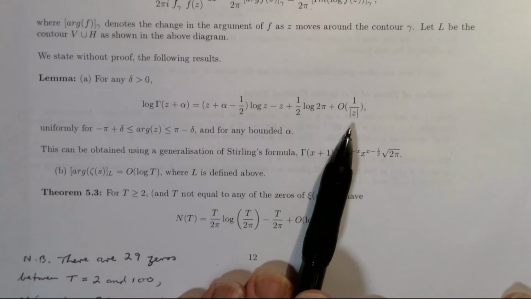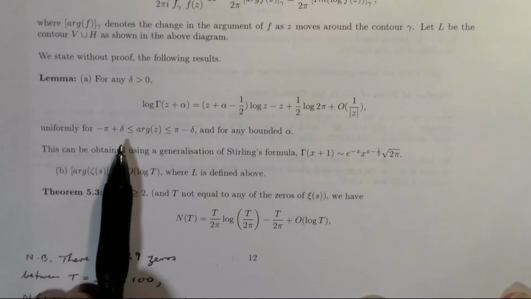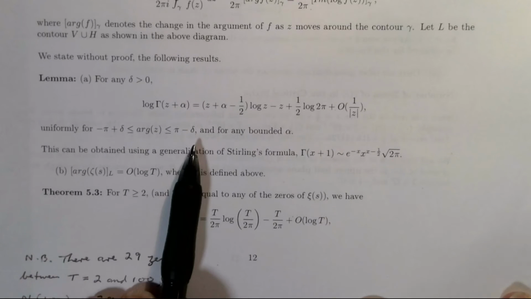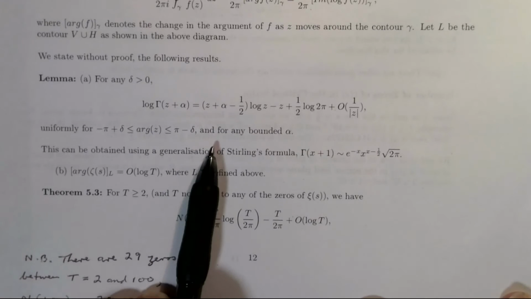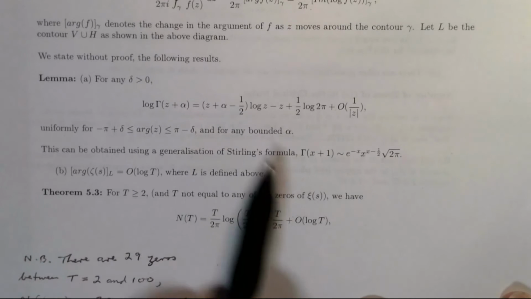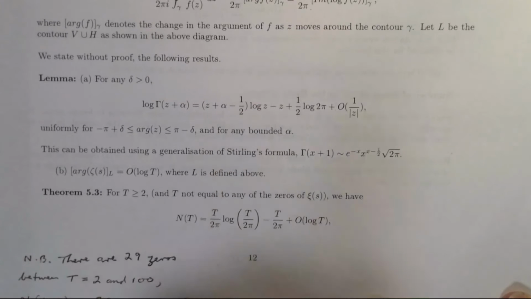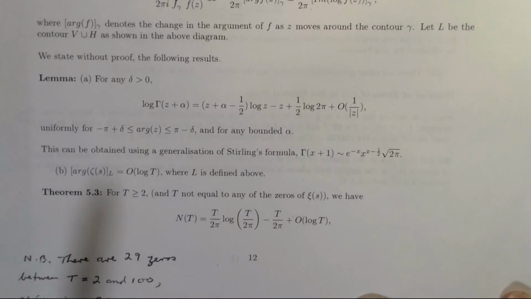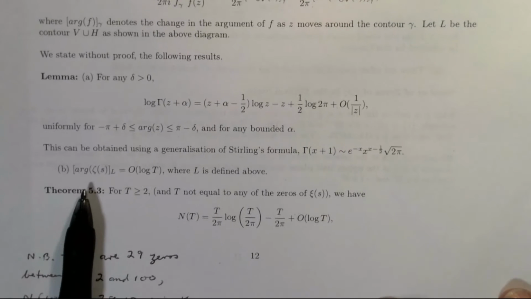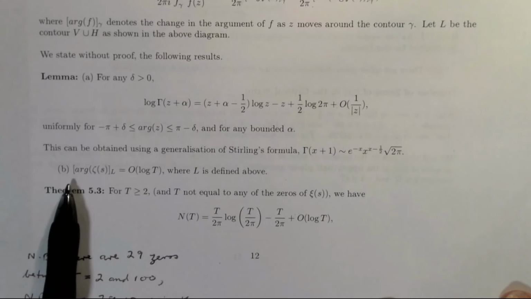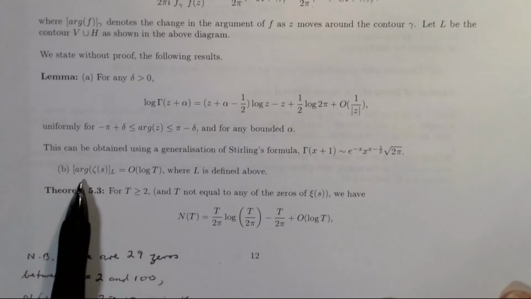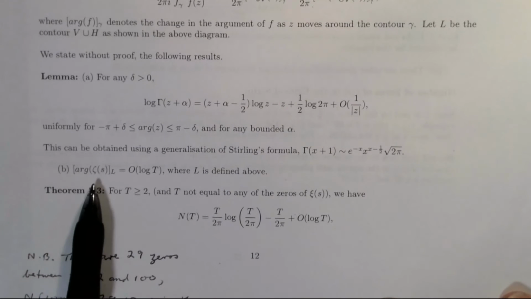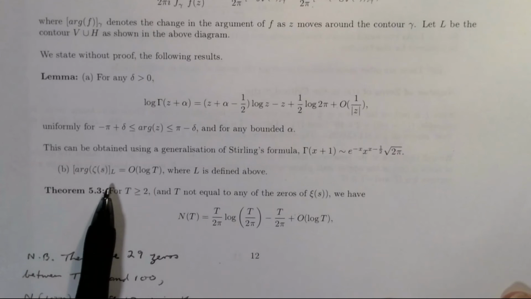And that's for the argument of z between minus pi plus delta to minus 2 pi minus delta, for any bounded alpha up here, and for any delta, thinking of delta being positive here. The second result we need is what the order of this is. So this is the change of argument in zeta as you move around L, that is, going up that quarter part of the rectangle.